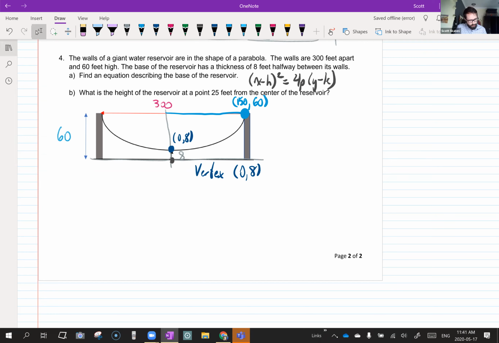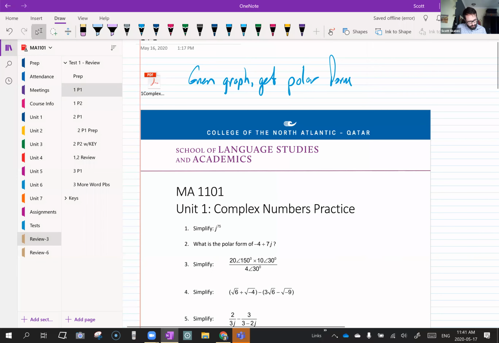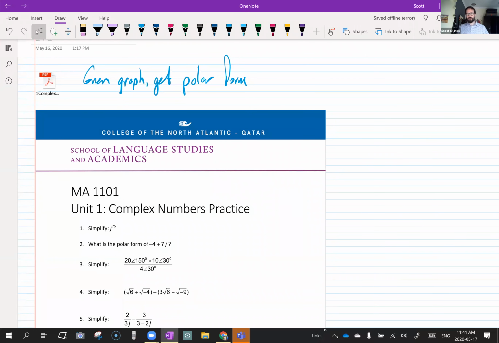Let's start jumping around. So let's see, tests, unit 1. Okay, let me ask you, because there's zero chance we're going to cover everything we need to cover. What would you rather start with? Would you rather I do some review of unit 1 and do a little less of unit 2? Or do you want me to do a little bit of unit 2 and a little less of unit 1? Which one do you want me to start with, unit 1 or 2? Complex numbers or functions?